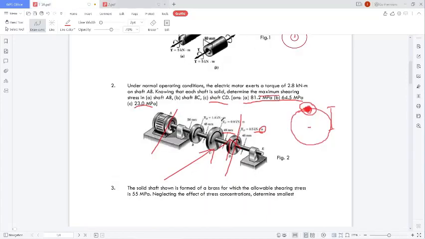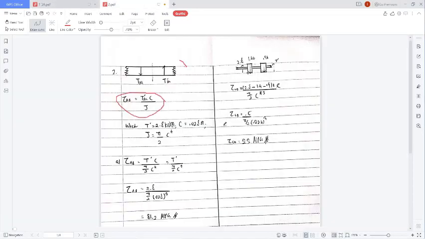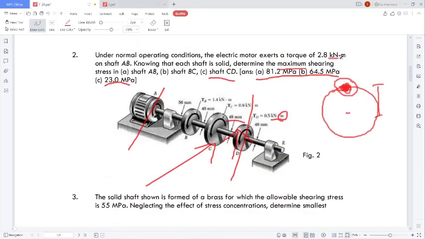You need to divide the 56 millimeter here by 2, giving 0.028. Then you need to convert it into meters, because we are dealing with SI units in the form of kilonewton meter.